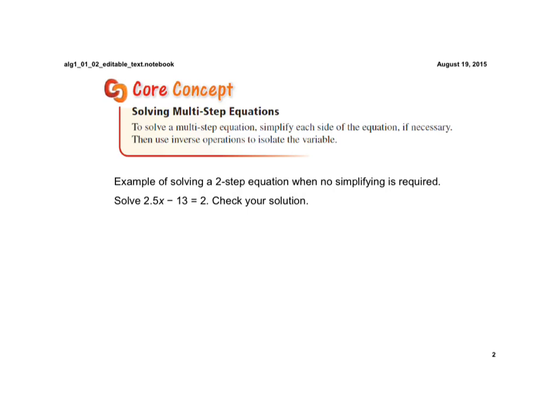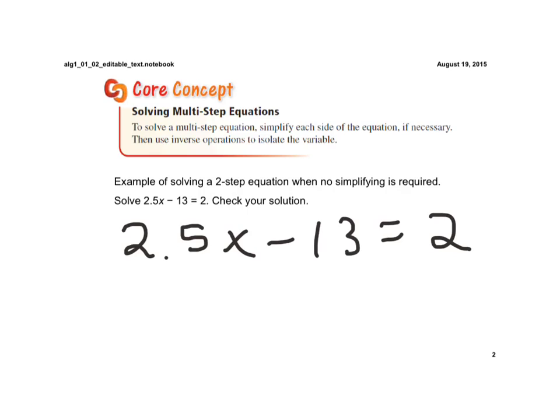The first thing is each expression on each side of the equal sign must be in simplest form. If we look at the example we're presented with here, 2.5x minus 13 is equal to 2, each side is already in simplest form. The left side is not like terms because the first term has a variable and the second term does not. And on the right side, it's just a number.